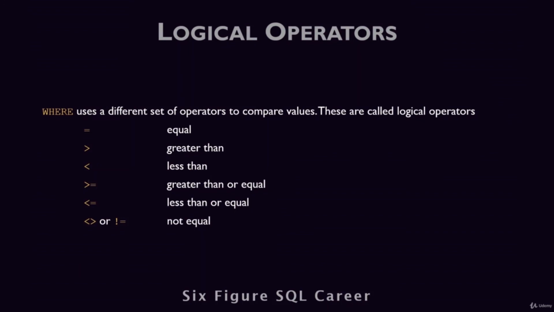Where uses a different set of operators to compare values. These are called logical operators. Listed below are the common logical operators that are used: equal, greater than, less than, greater than or equal, less than or equal, and finally not equal. Not equal uses two different forms of syntax. You have the less than, greater than symbols. You also have exclamation point equals, which is a version of not equals that is used in other programming languages. Both expressions mean not equal.